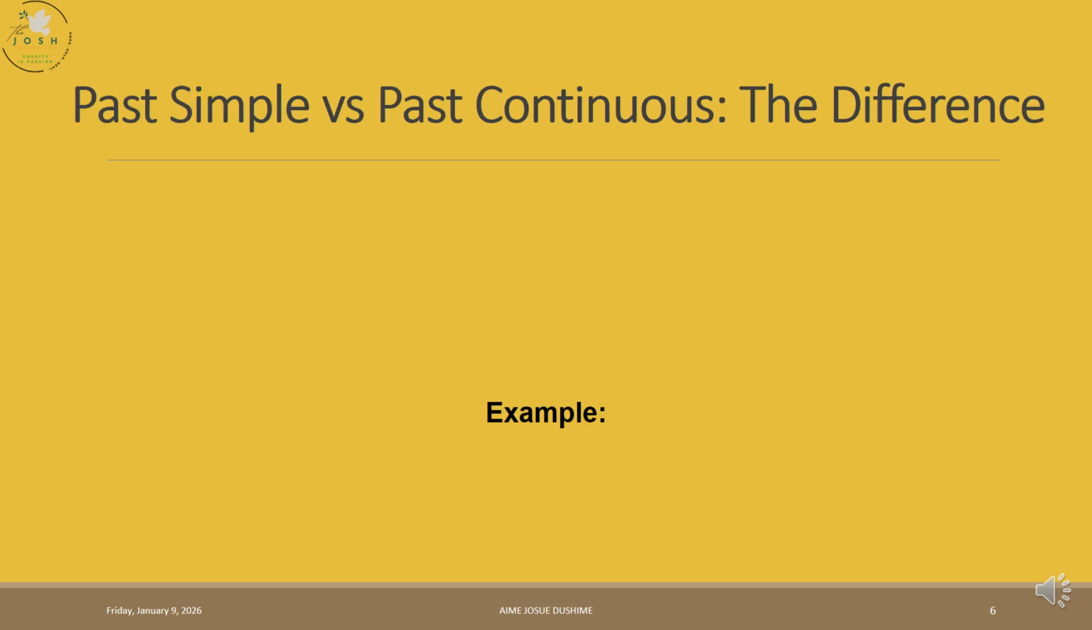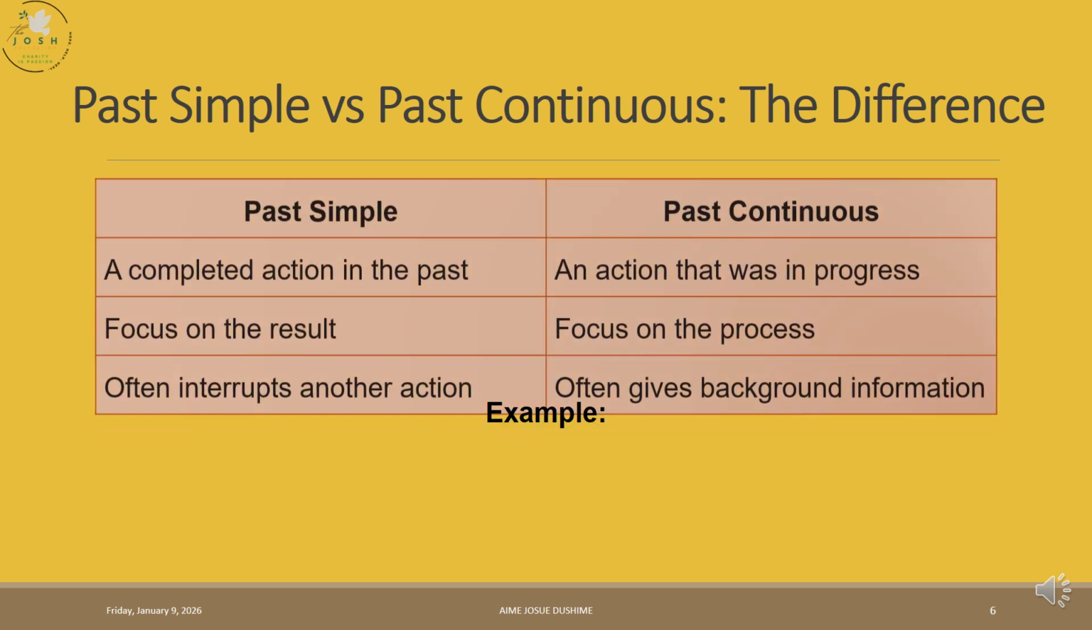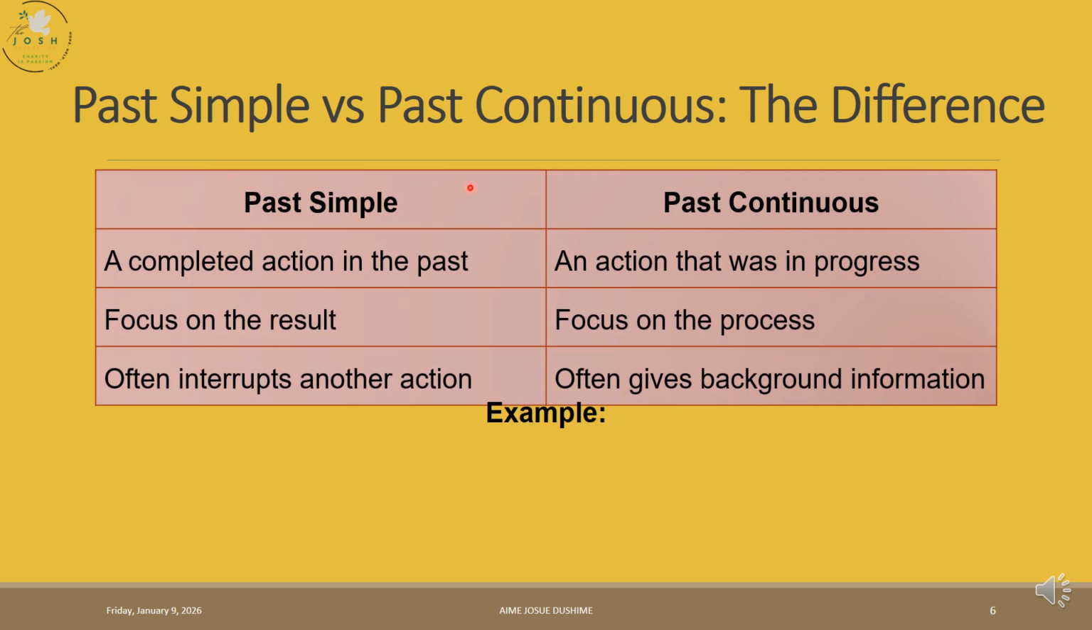Past simple in comparison with the past continuous. Let's see the differences. When I say past simple, I use past simple for a completed action in the past. It focuses on results and often interrupts another action. The past simple is the one which interrupts another action. The past continuous is an action that was in progress at a past time. We focus on the process, not the result. Often it gives the background information.